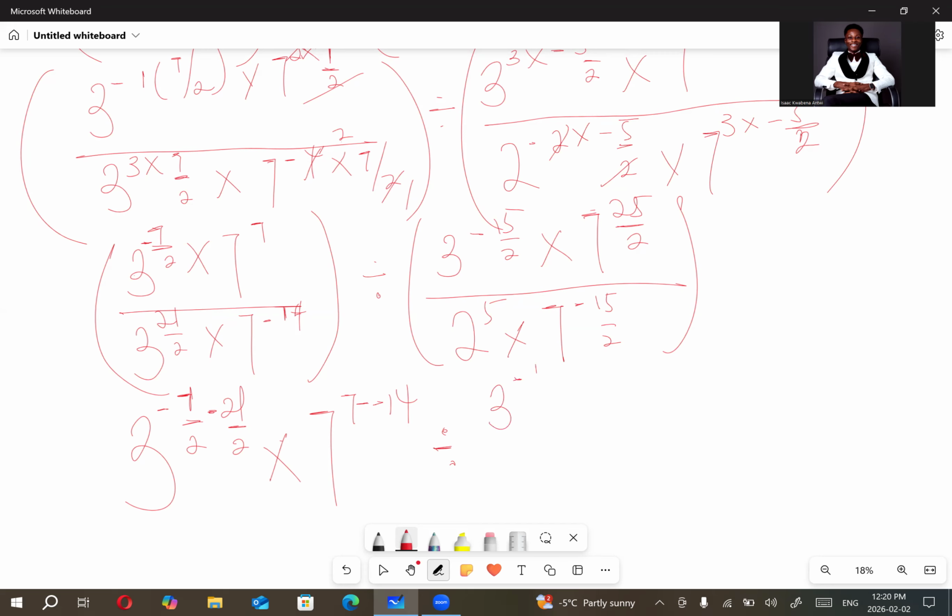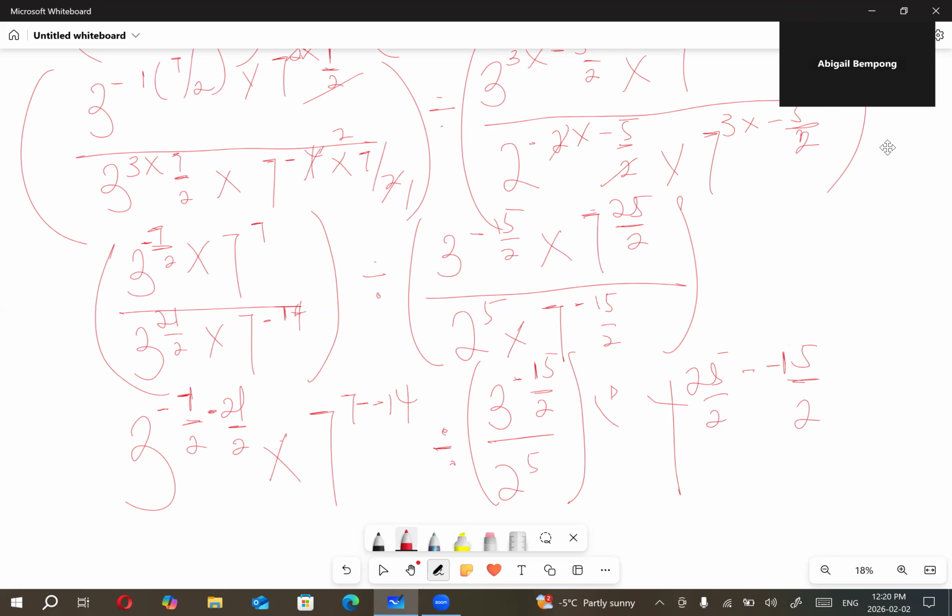3 exponent negative 15 over 2 on 2 exponent 5, times the same 7 thing, exponent 25 over 2 minus 15 over 2. What have I done? It should be times 7.